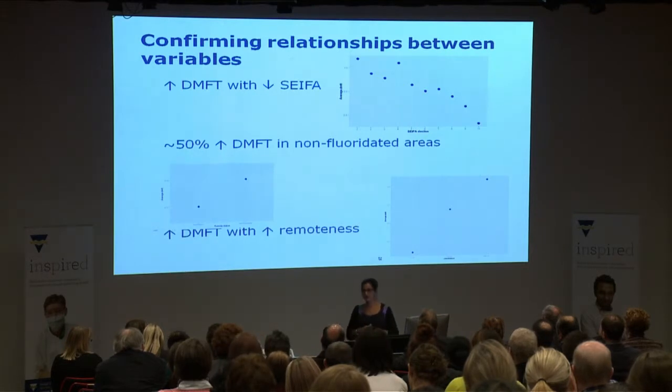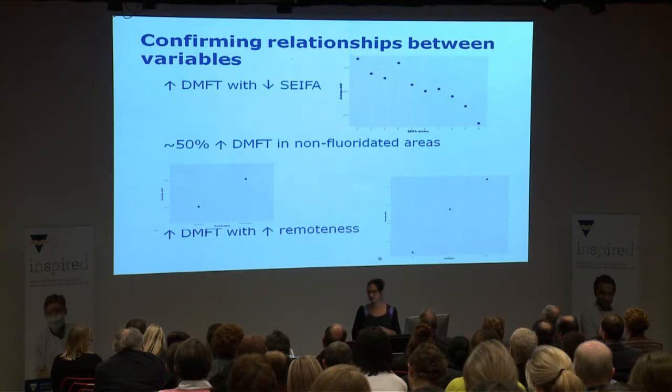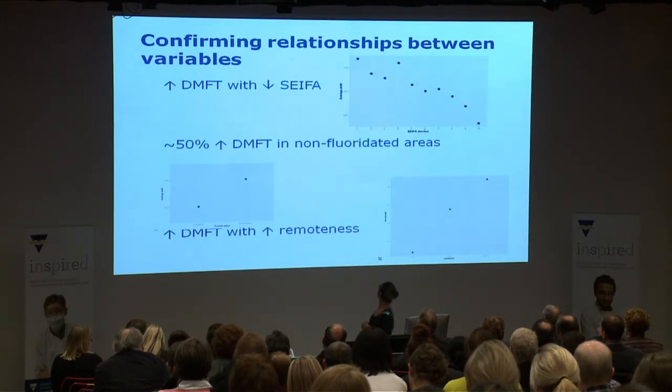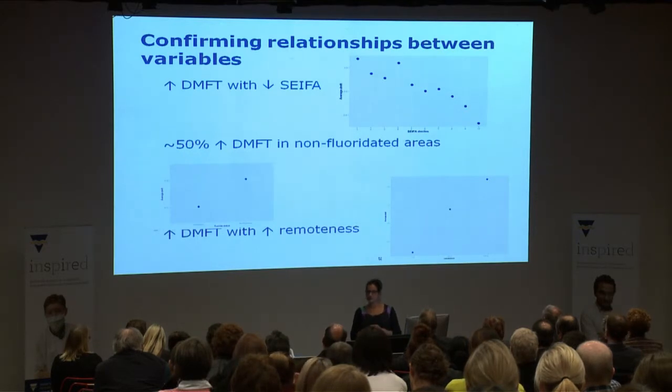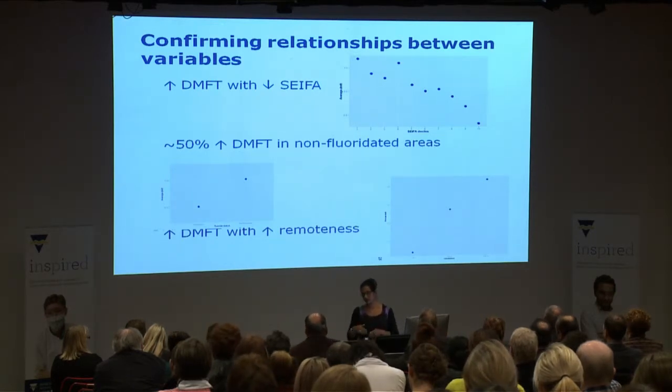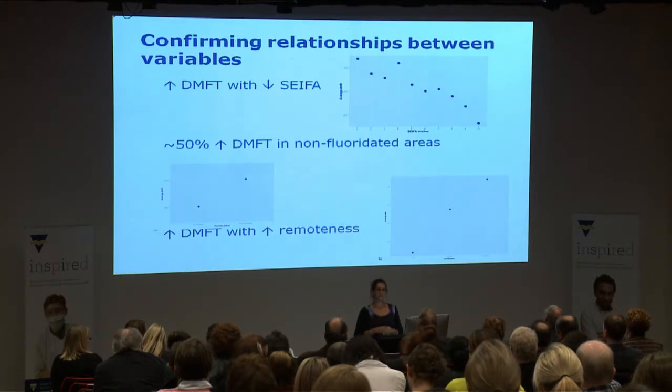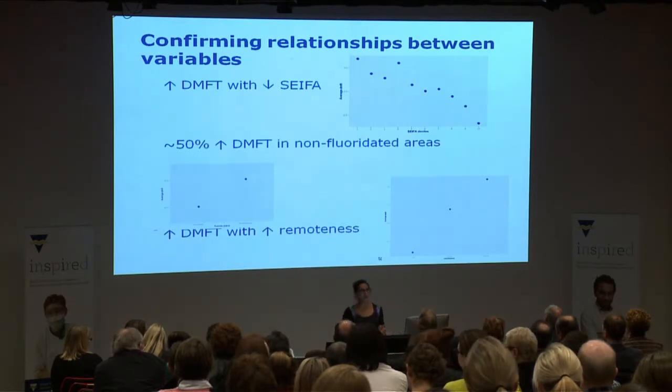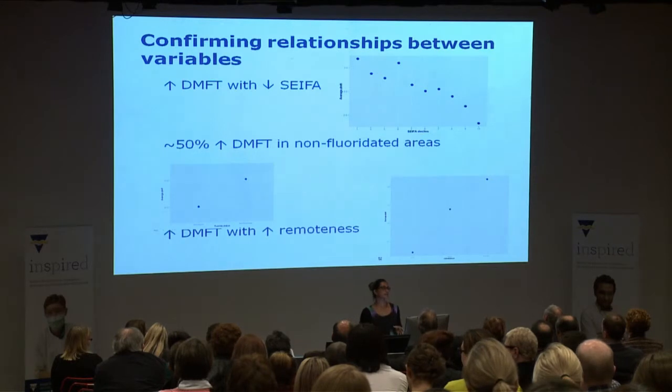But we did see the expected relationships and gradients between DMFT and socioeconomic status in that top figure. We also saw about 50% difference in DMFT between fluoridated and non-fluoridated areas. And we also saw a relationship between DMFT and remoteness. So we were quite confident that we were seeing the types of relationships we would expect with the data, even though we know this was only public dental data.